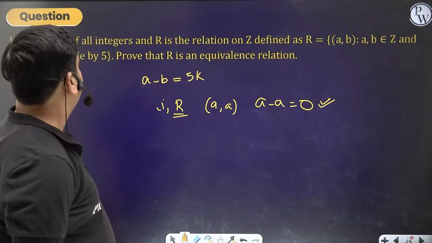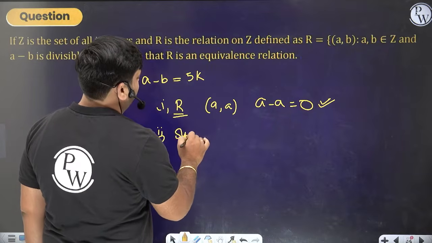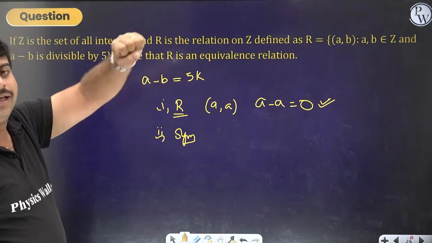It is a multiple of 5. Okay, it is divisible by 5. Next, for symmetric, see, we are going with integers only. Okay, don't bring rational numbers and all.